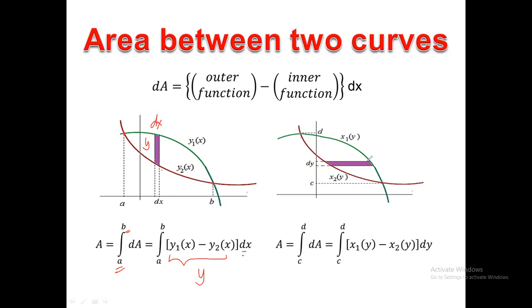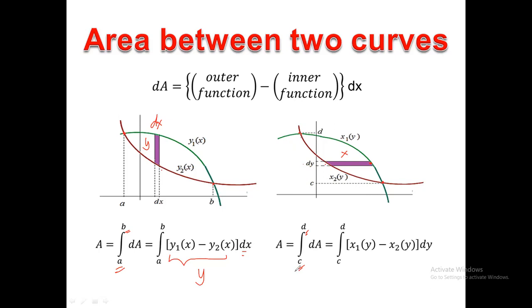You can also use the horizontal strip. However, you will have now x here and dy. So in terms of y, your limits will be c to d. And instead of y's, you will have x. So farthest most, this one. So that would be x1 minus x2. Okay? If you're determining the area between two curves.